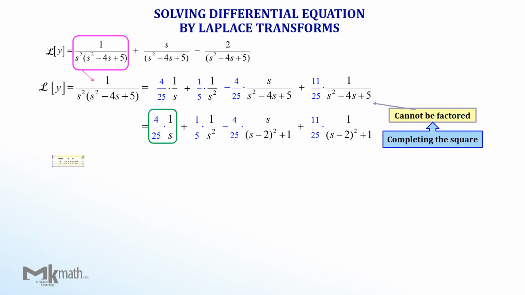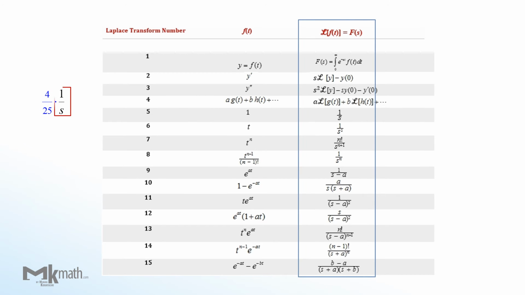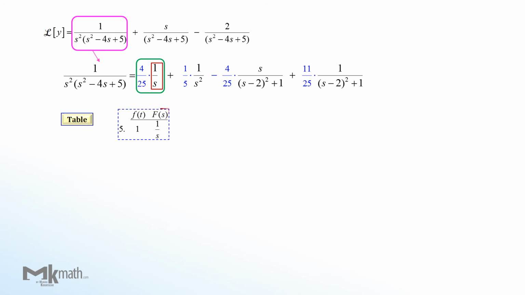Now, let's match the first Laplace transform in the table. There is 1 over s in the question. We can see it as entry number 5 in the table. Let's go back to the previous slide. We found entry number 5 for the first one, so let's move to the next one.